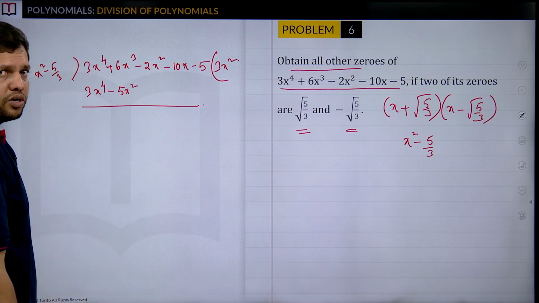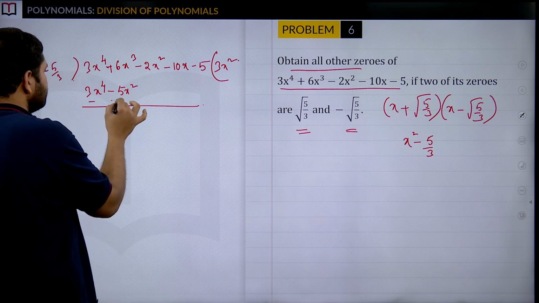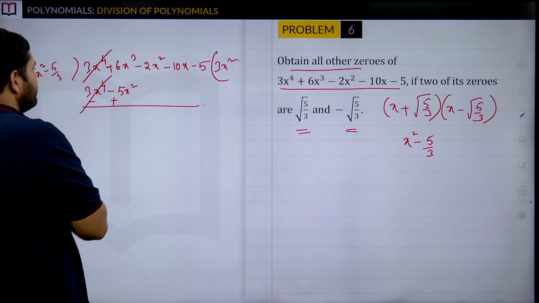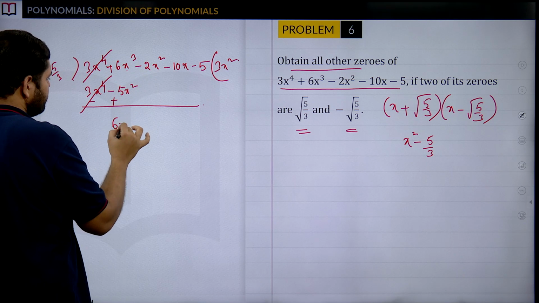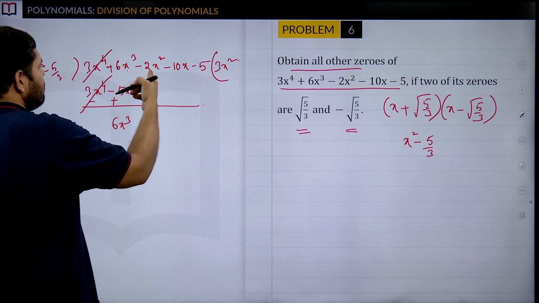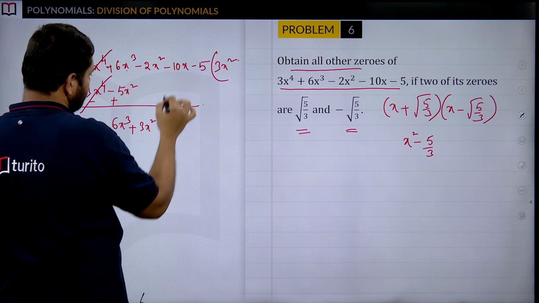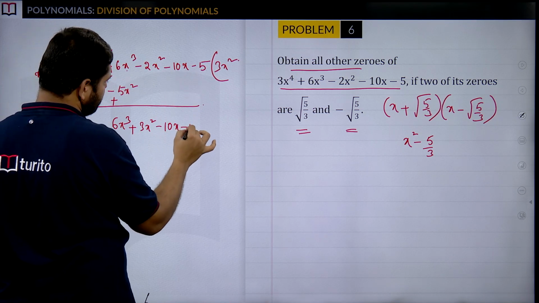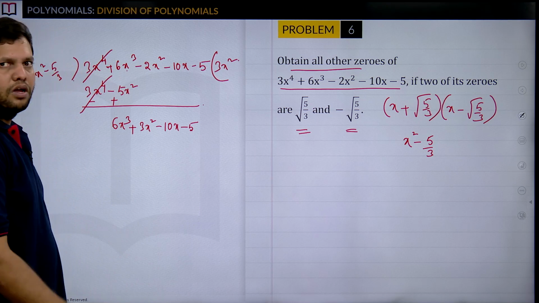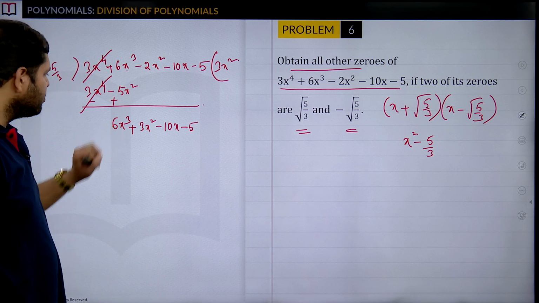Okay. Now children, do the subtraction. This is minus, this is plus. X power 4 cancel. So write down 6x power 3. So minus 2x square, 5x square, we can get a 3x square. And this is a minus 10x, and this is a plus 5.